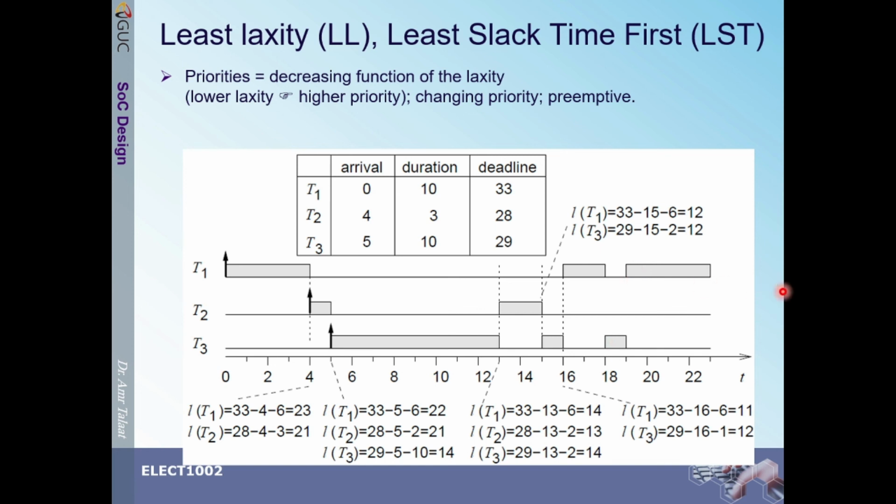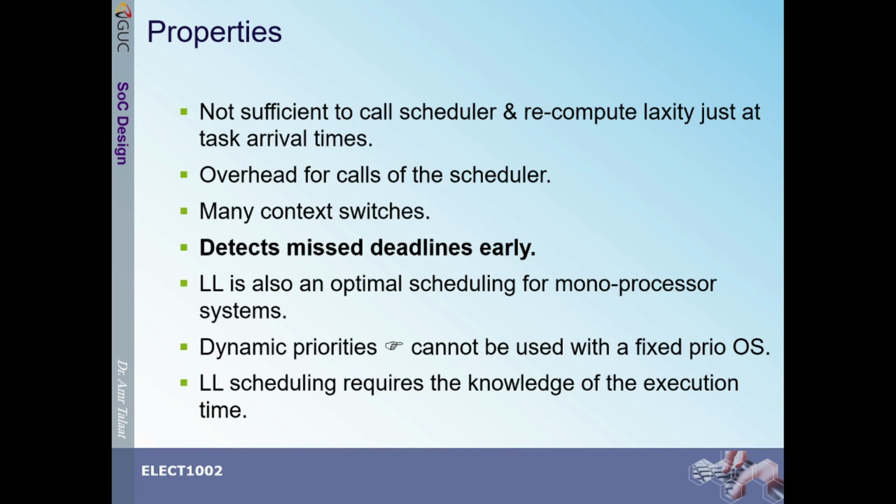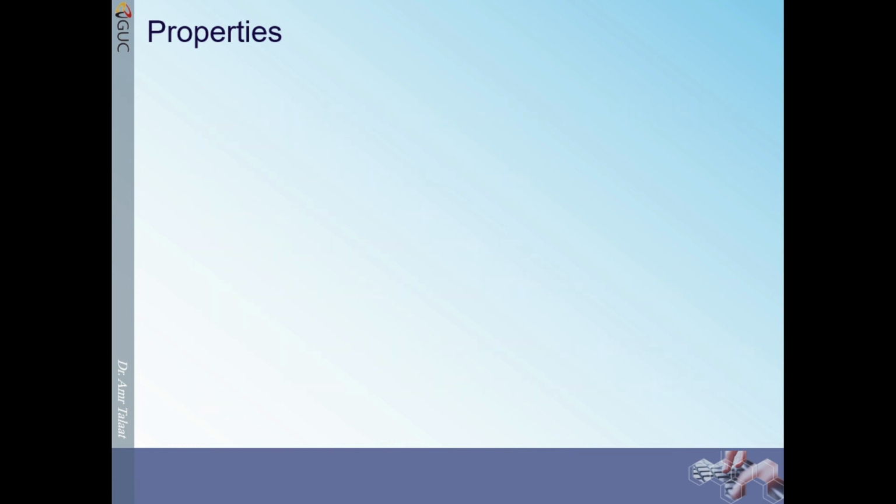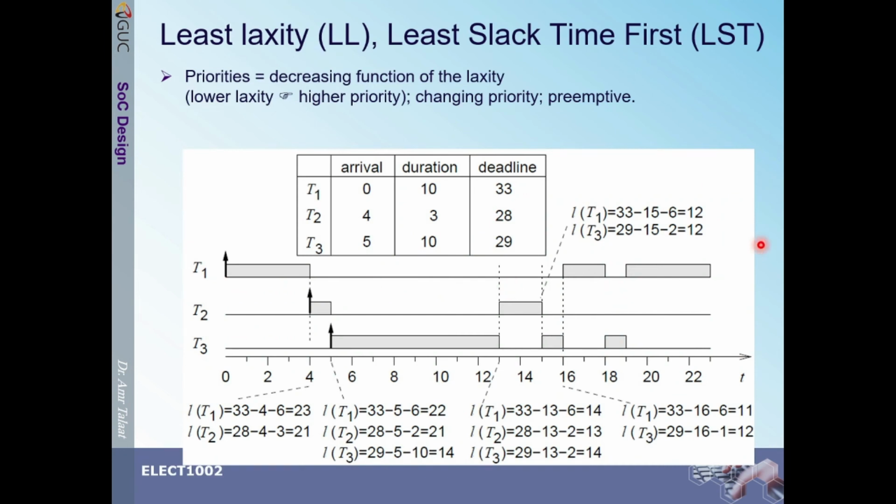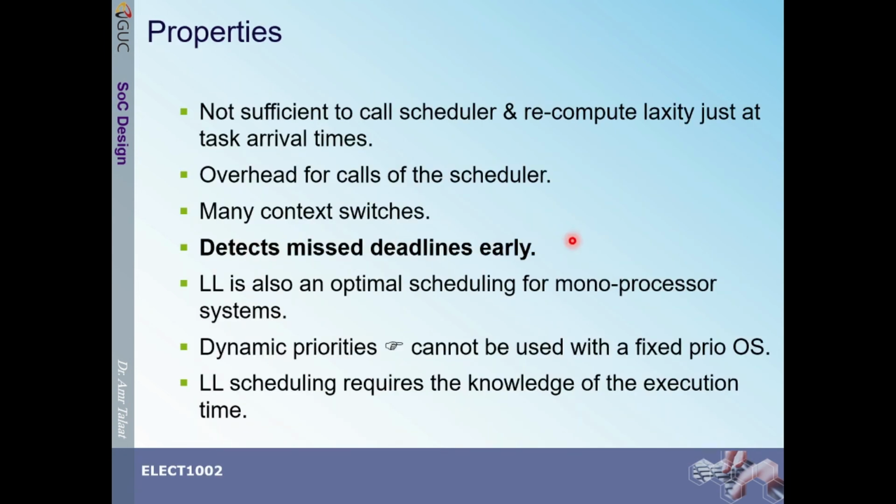The problem here is that as I go with more execution, more functions to be executed, there are more decisions. And I keep running between different tasks, which is not good. It's not sufficient to recompute laxity just at task arrival time. So the overhead of the scheduler is higher. You have many context switches. On the other hand, this is an advantage: if you are going to miss a deadline, you will detect it before this, because you are going to know that a certain laxity is 0.